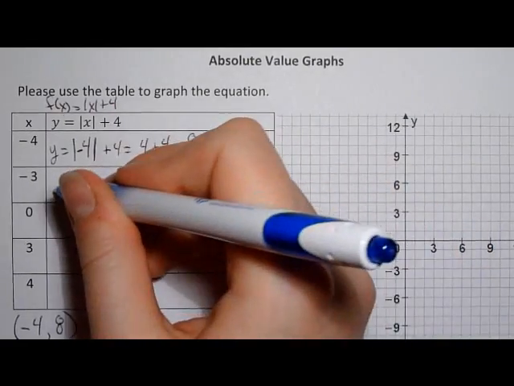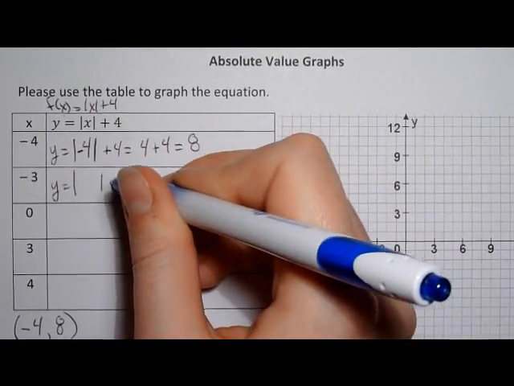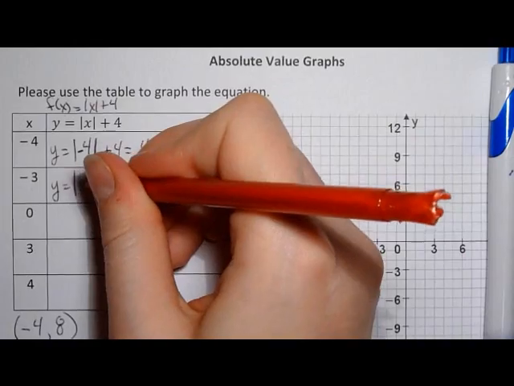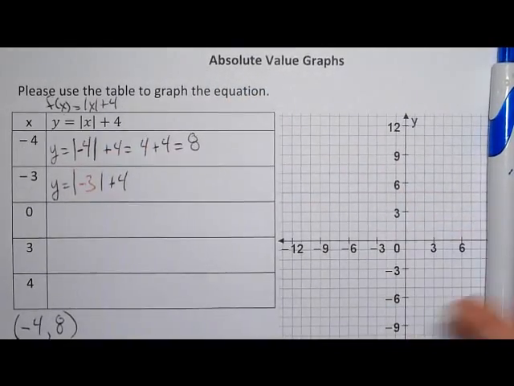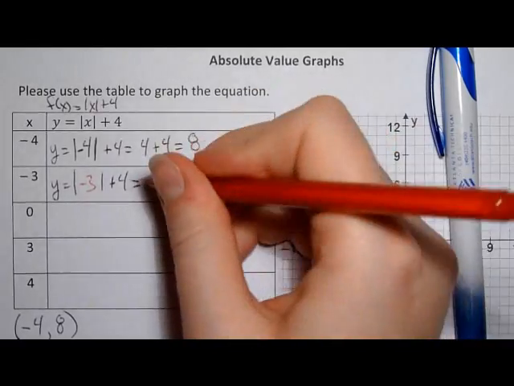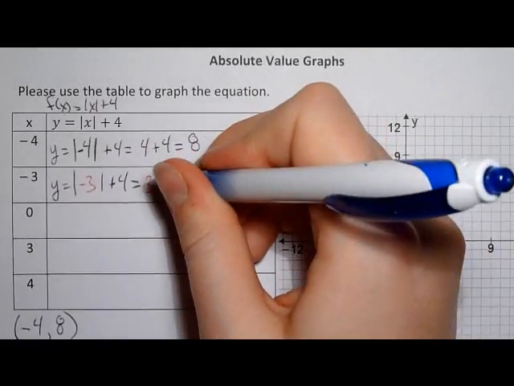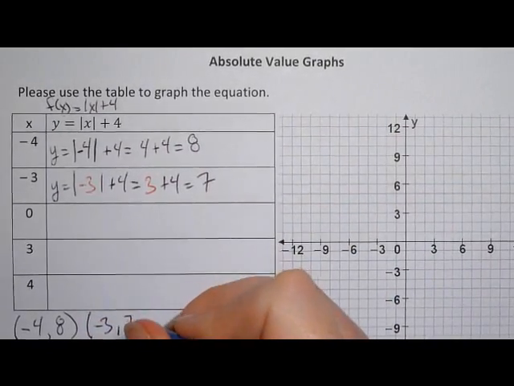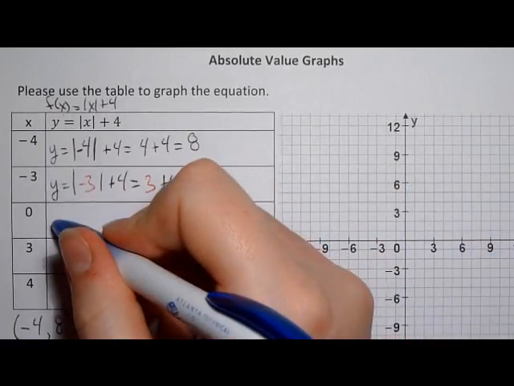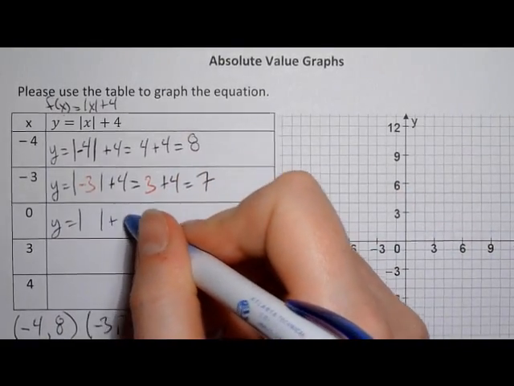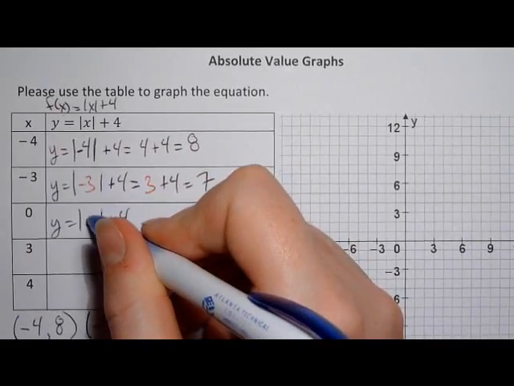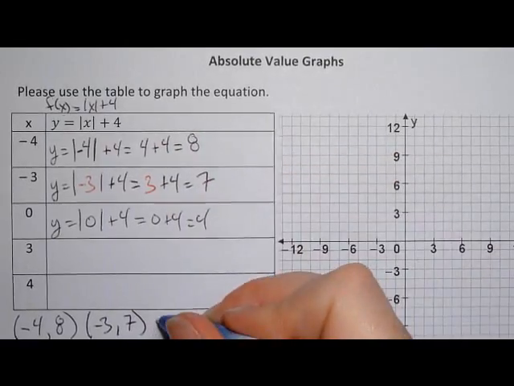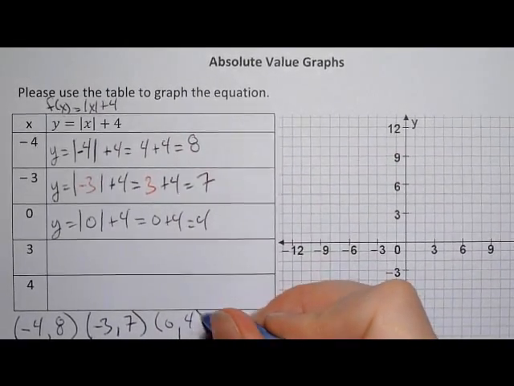I keep going. If y equals the absolute value of x plus 4, now x is negative 3. The absolute value of negative 3 is positive 3, and I add 4 to it, so I get out 7. So if I input negative 3, I output 7. Keep going. Y equals the absolute value of x plus 4. X is now 0. So I have 0 plus 4 equals 4. If I input 0, I output 4.